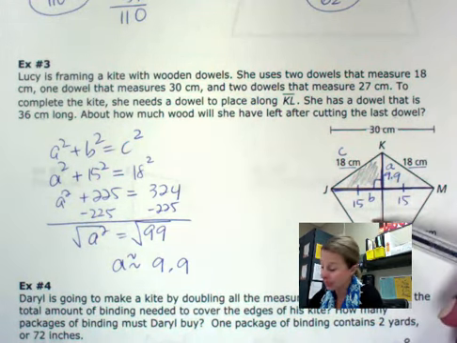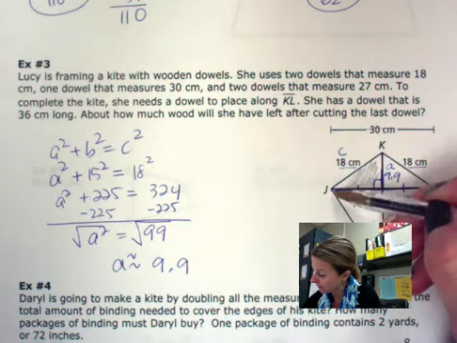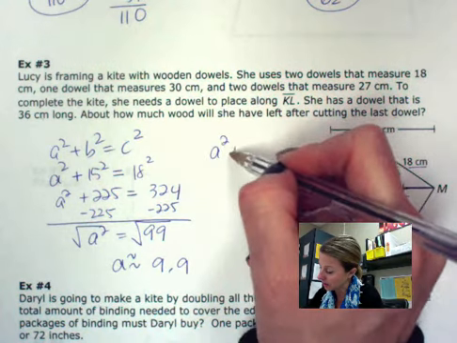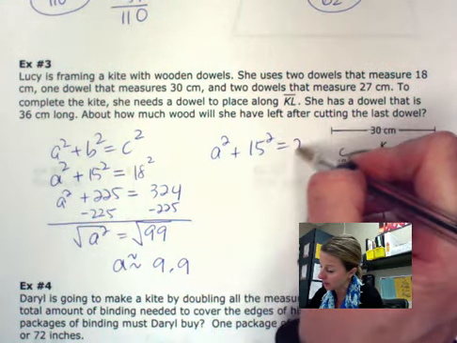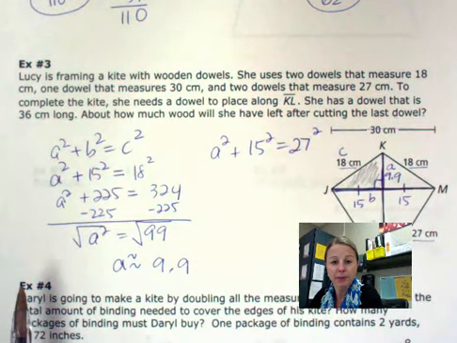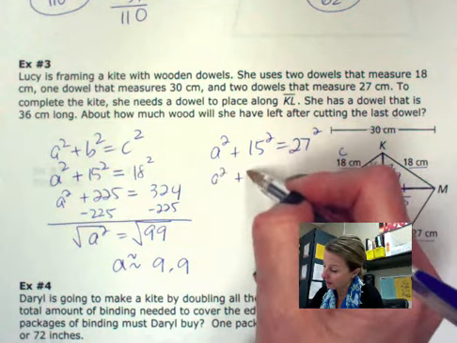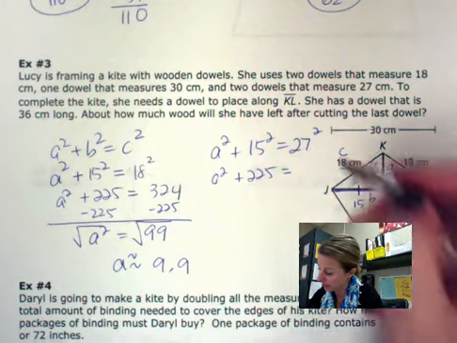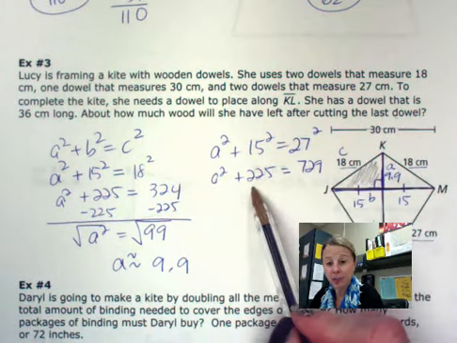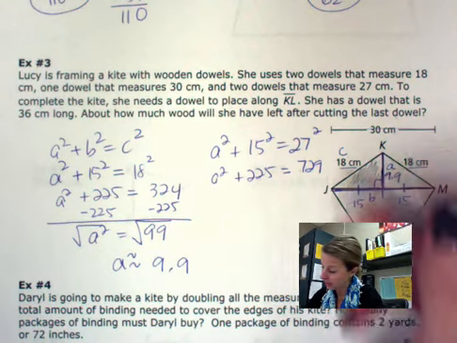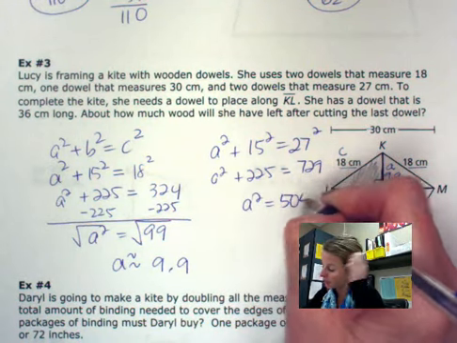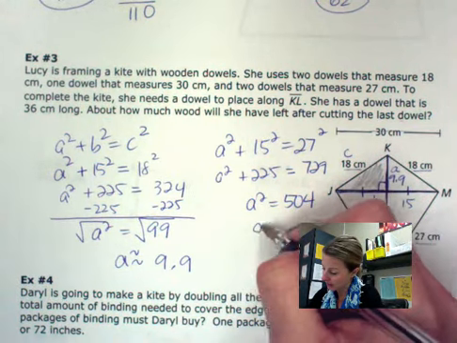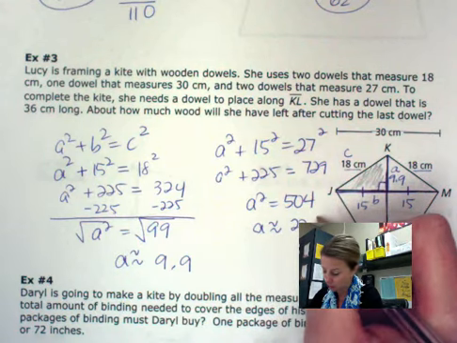I can do the same process down here with this triangle. So I have 15, I have a missing side, and I have 27. So I'm going to do the same thing. I'm going to do A squared plus 15 squared, but this time I have to compare it to 27 squared. So I have A squared plus 225 equals 27 squared is 729. So I need to take away 225 from both sides. So A squared is 504, and then you have to square root 504. And so I get A is approximately 22.4.